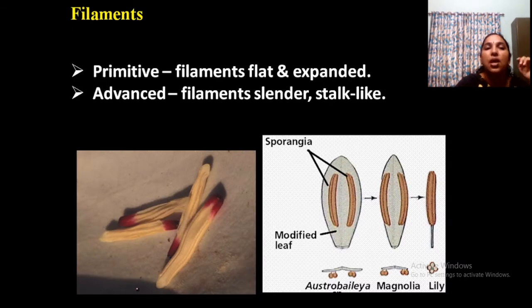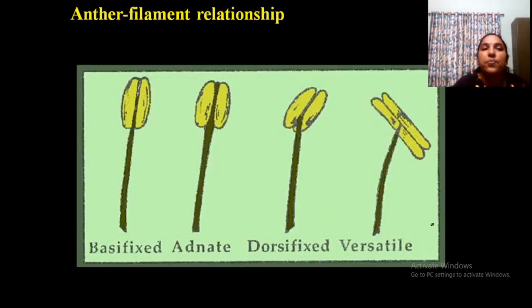Clear? Now, filaments. In the case of filaments, you can see the primitive filament is flat and expanded. But as already told, you cannot differentiate a filament and anther here. So, this is a flat, expanded structure. But when you look at the advanced filament, it is very thin. Looking at the filament of Gramineae or Poaceae, it is a very narrow, thin structure attached at the middle portion of the anther. So, that is slender and stalk-like. Okay. Now, the relationship, this we already discussed.